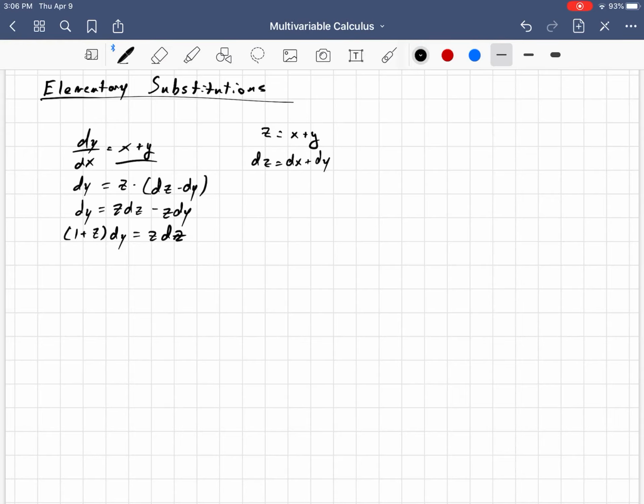But that's the idea, is getting an equation into a nicer form by just looking at, well, what stands out to me? That's really the idea here.